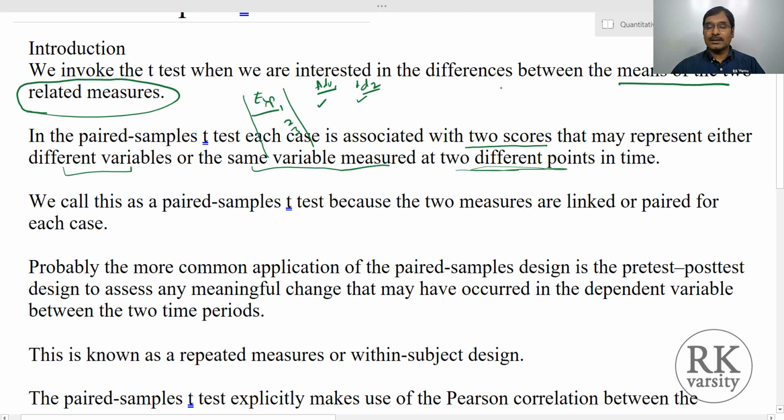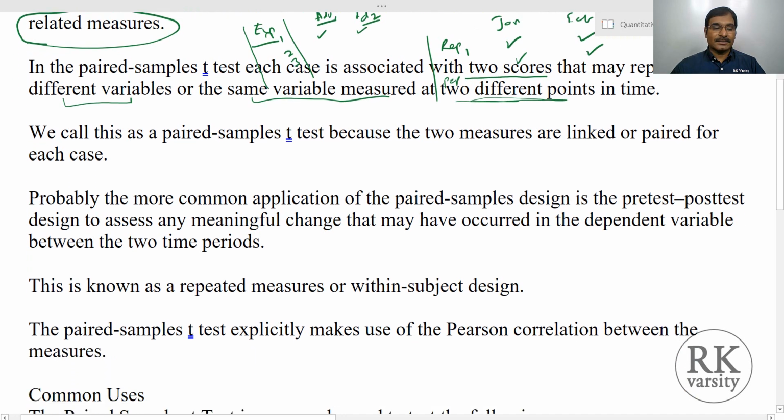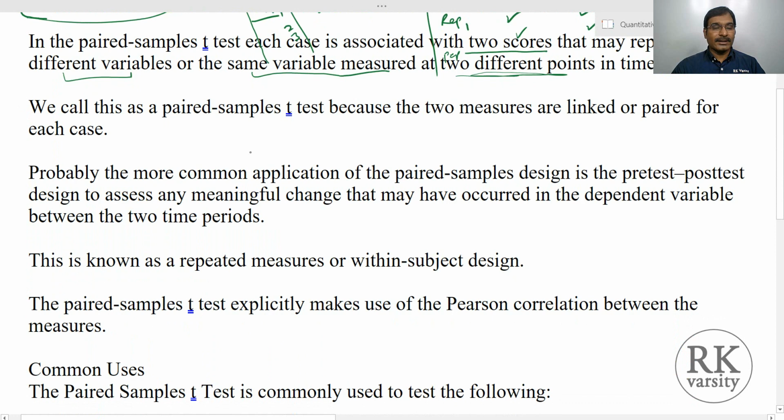Let us say we measure a response in Jan and Feb, where the respondent will be the same. So from the same respondent, respondent 1, we take data at two different points. Similarly, respondent 2 at two different points. So in these situations, you are pairing them. That is the reason why we call this a paired sample t-test. Now here we have a written explanation. We call this a paired sample t-test because two measures are linked or paired for each case.